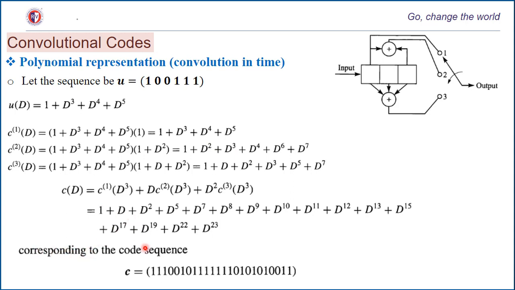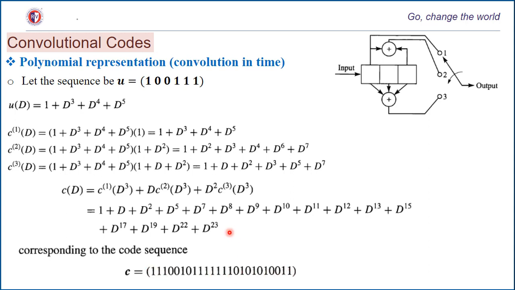Corresponding to this output, the code sequence can be written as: this is d power 0 and hence it is 1. This is d power 1 and it is 1. It's d power 2 and it's 1. d power 3 and d power 4 don't exist and hence 0, 0. This is d power 5 and hence 1. d power 6 doesn't exist and hence it is 0. And 7, 8, 9, 10, 11, 12, 13 are all ones, and d power 14 doesn't exist again.